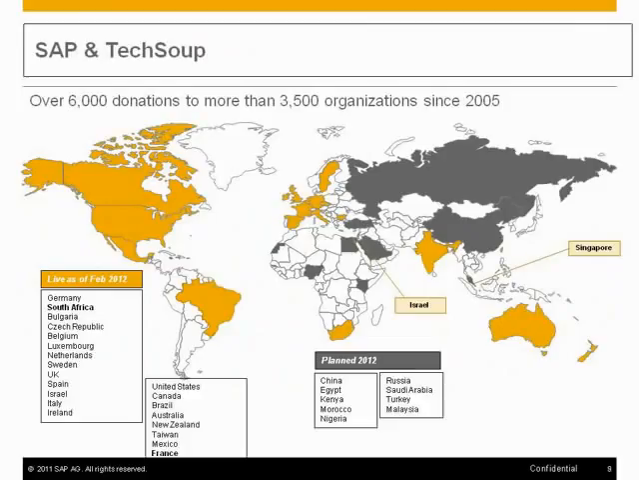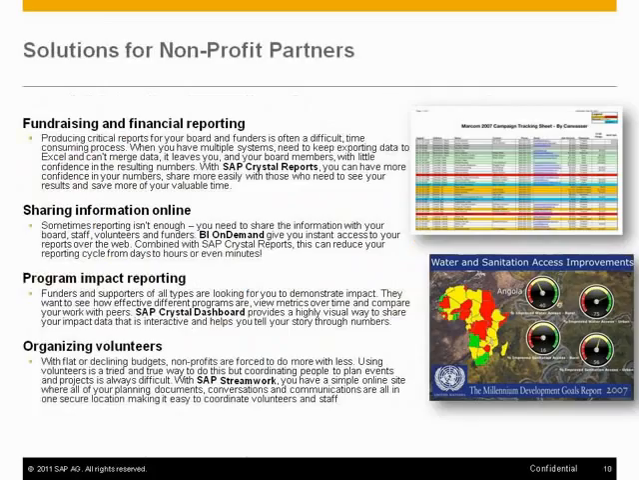Through TechSoup, we have delivered products to all of these countries, and we are a global organization and interested in corporate social responsibility globally. Now, Crystal Reports 2011 is one of several offerings that our corporate social responsibility organization makes available, and that includes Crystal Reports as well as BI on Demand. That's in the Sharing Information Online section. This is an online platform that allows you to publish reports and deliver them via the web to stakeholders.